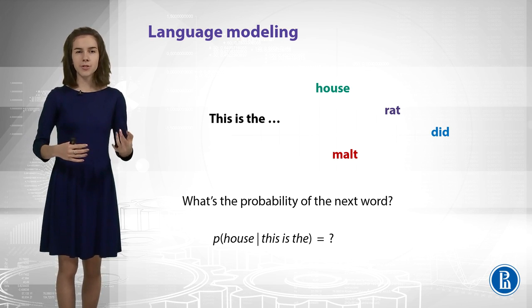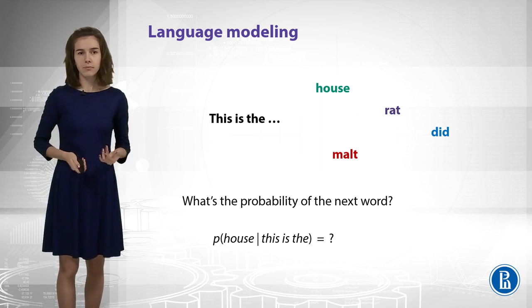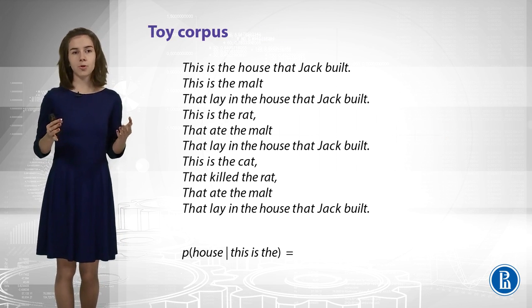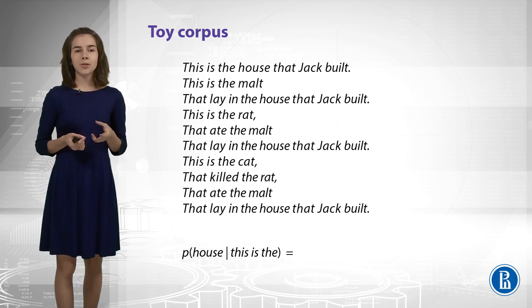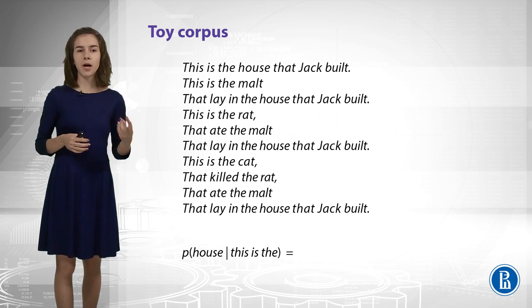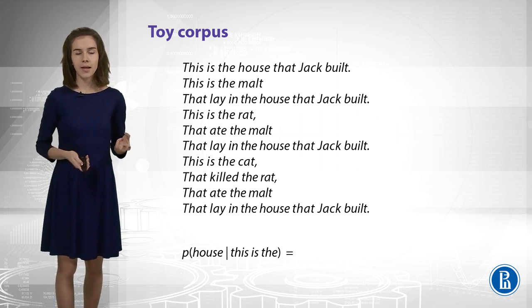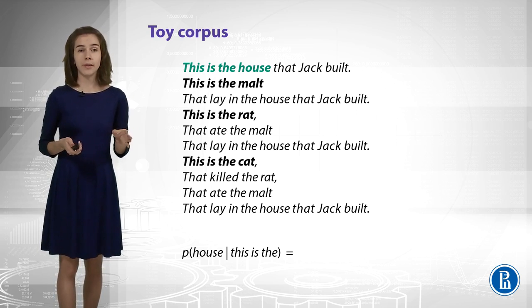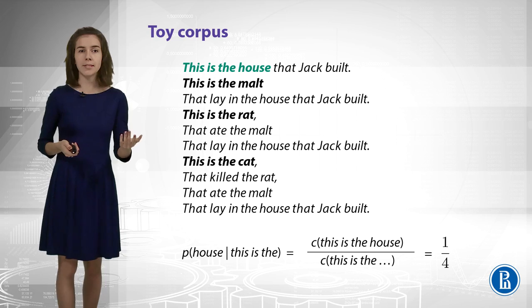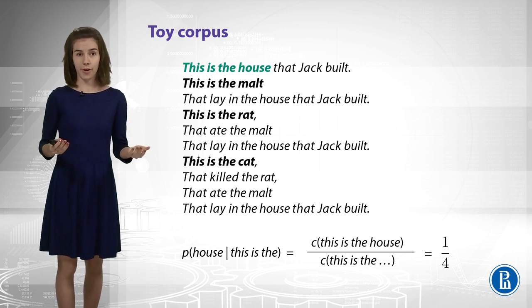But to do this, first of all, we need some data. So let us get some toy corpus. This is a nice toy corpus about the house that Jack built. And let us try to use it to estimate the probability of "house" given "this is the". So there are 4 interesting fragments here, and only one of them is exactly what we need. "This is the house". So it means that the probability will be 1 out of 4.